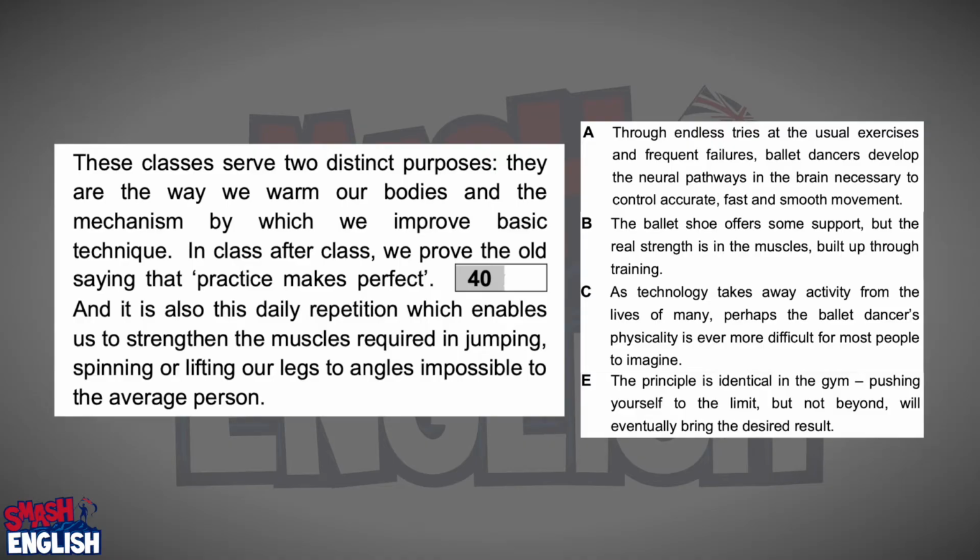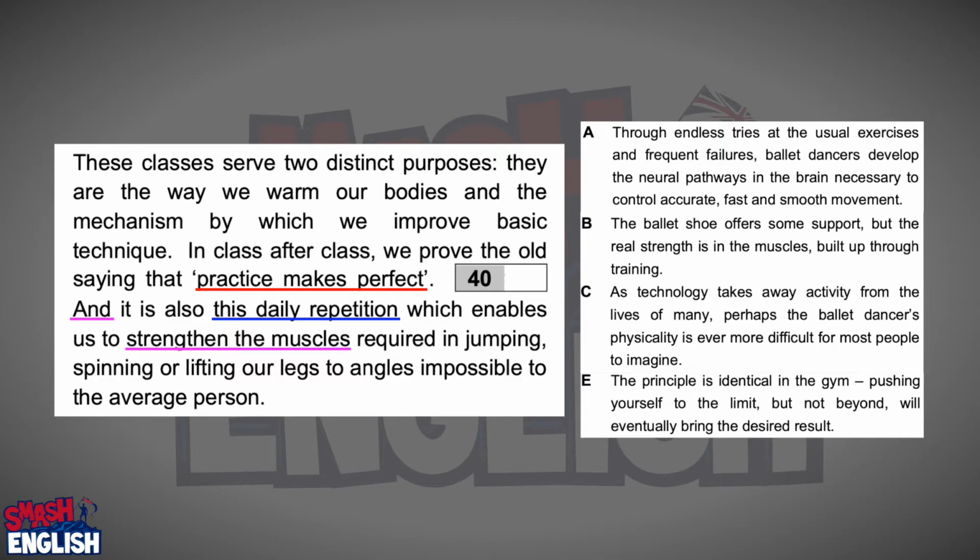Prior to our space, we have the expression, practice makes perfect. So we can assume that this sentence is going to be related to that in some way. After our space, we have the pronoun this, referring to daily repetition. We also have the linking expression and. The linking expression and refers to the strengthening of muscles resulting from this daily repetition.